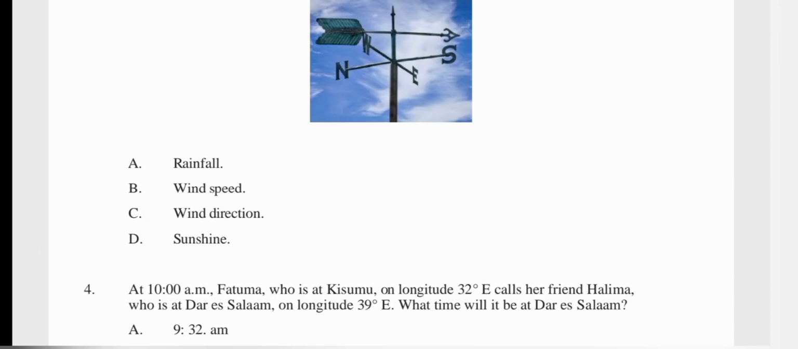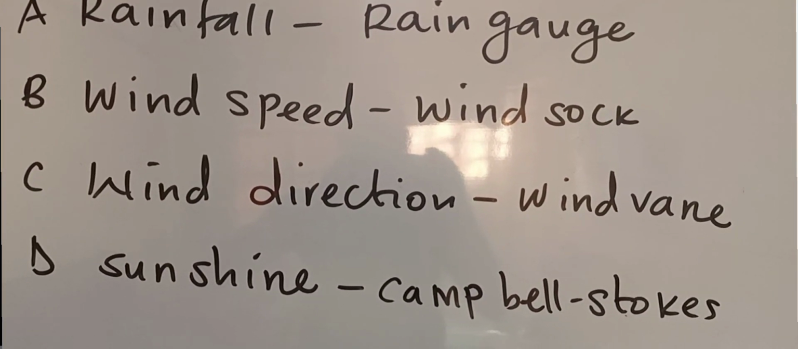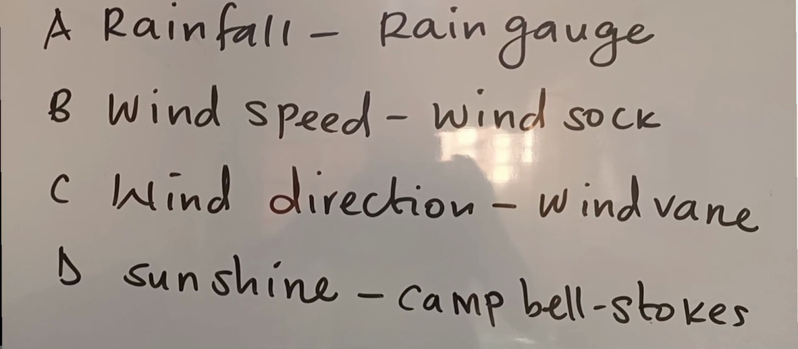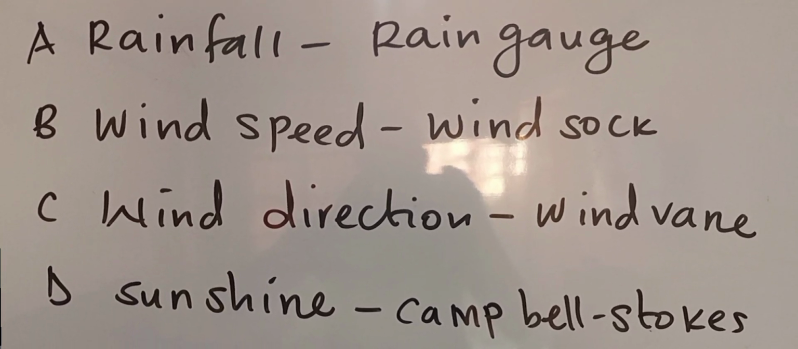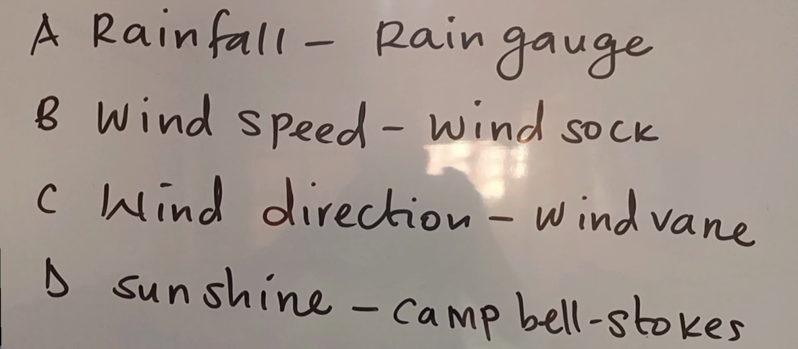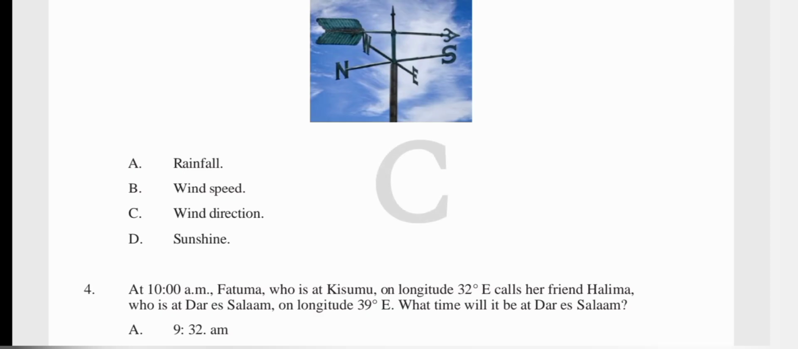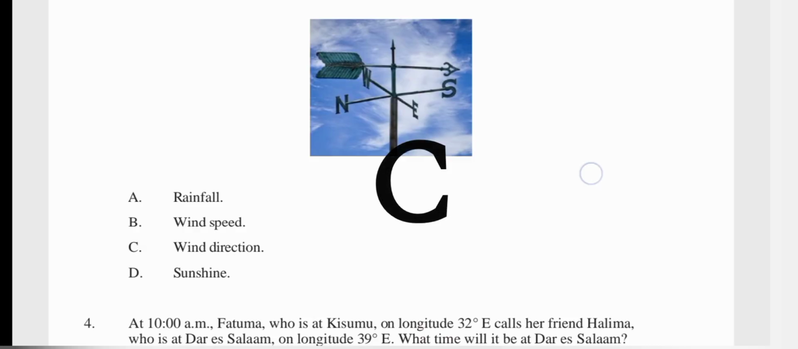Let me take you through the answers. A, we have rainfall. So rainfall is measured using a rain gauge. Wind speed is measured using a windsock. And indeed, sunshine is measured using a Campbell-Stokes recorder. Then our answer becomes C, wind direction, measured by an instrument called... Drop this answer in the comment section. What is the name of this weather instrument that is used to measure the wind direction?